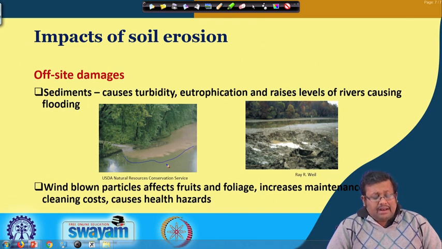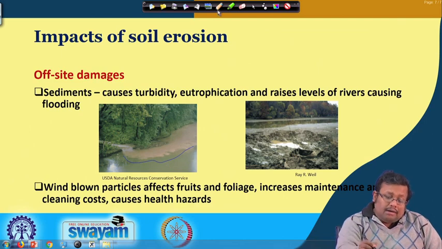And obviously another effect is wind blown particles affect fruits and foliage, increase maintenance and cleaning cost, and cause different types of health hazards. So wind blown particles are also very important for different types of health hazards, especially the particulate matter blown through wind, which is causing grave human health hazards nowadays, particularly in different cities across India. So let us discuss what is eutrophication.